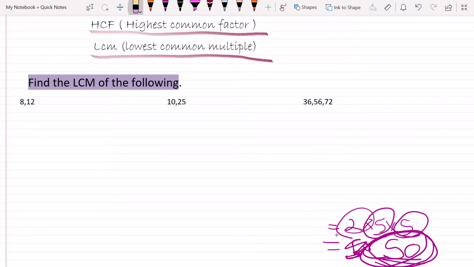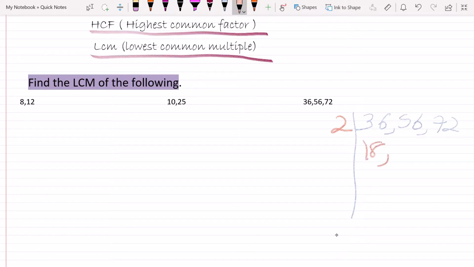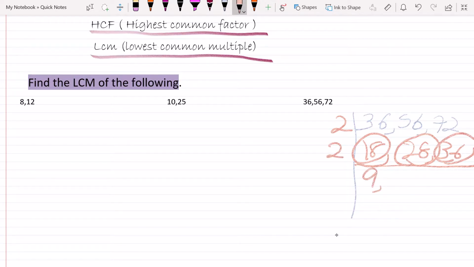And our last example for today's lesson is 36, 56, and 72. Here again, is there any factor that's divisible by 36, 56, and 72? Yes, it is the 2. 36 divided by 2 is 18, 56 divided by 2 is 28, and 72 divided by 2 is 36. Is there any factor that's divisible by 18, 28, or 36? Yes, it's the 2.